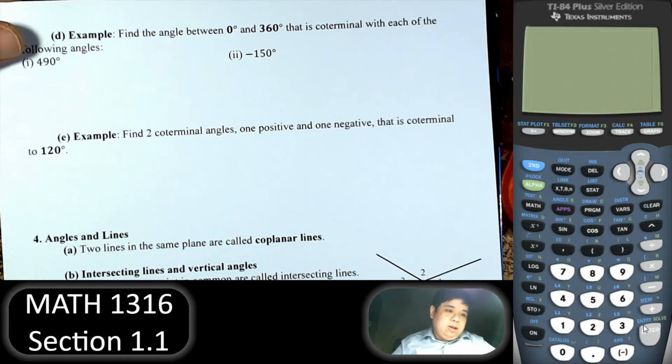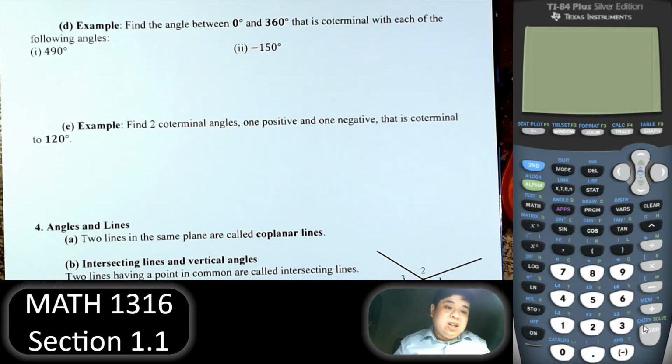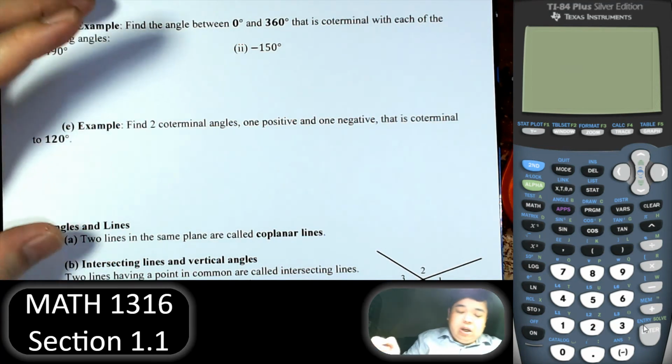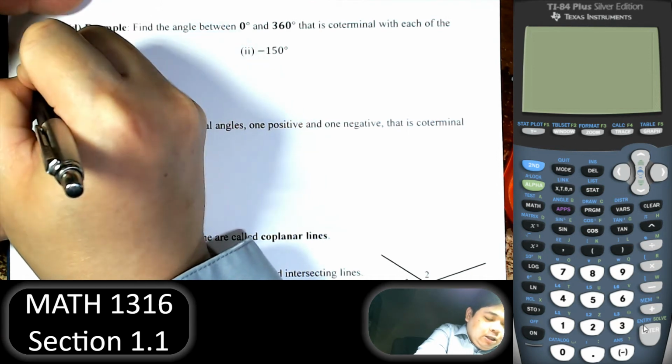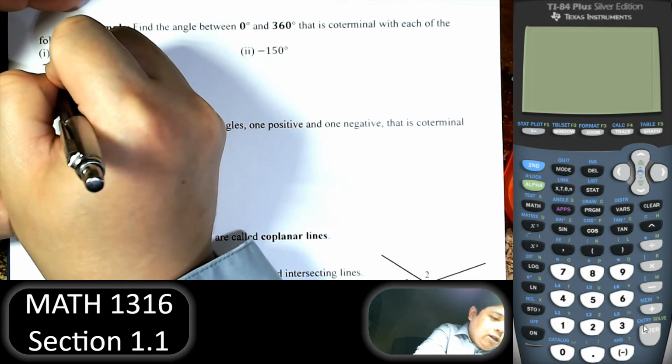Right. Find an angle between 0 and 360 degrees that is coterminal to each of these. So, we're trying to bring an angle to an angle between 0 and 360 degrees. If it is more than 360, we subtract. If it is less, we're going to add 360 to it. So here we just subtract 360 degrees. That is 130 degrees.